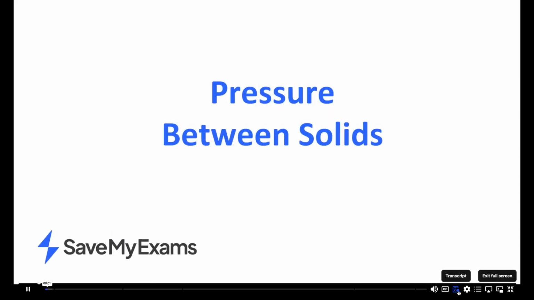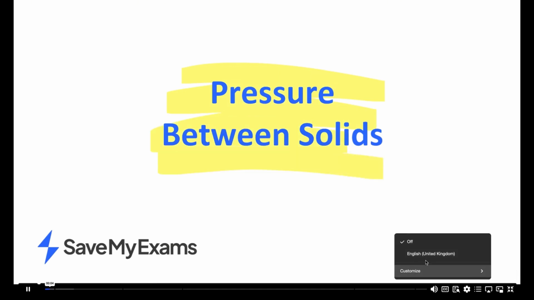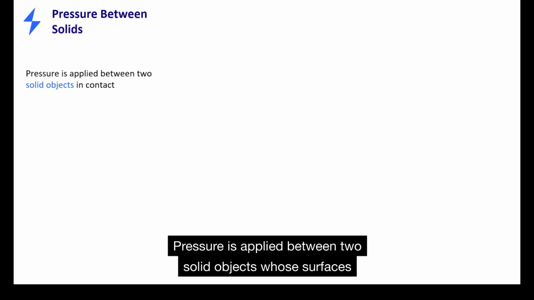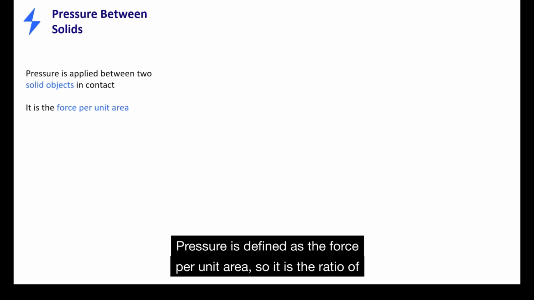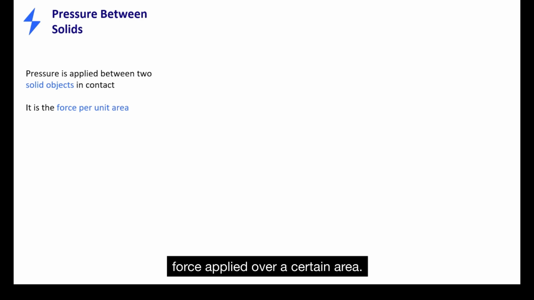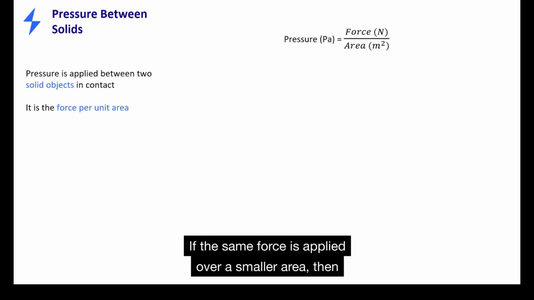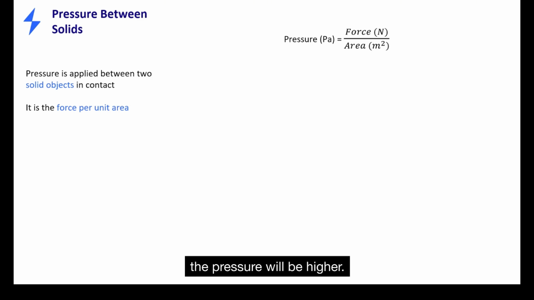This video is about pressure that occurs between solids in contact with each other. Pressure is applied between two solid objects whose surfaces are in contact with each other. Pressure is defined as the force per unit area, though it is the ratio of force applied over a certain area. It is calculated using the equation pressure in pascals is equal to force in newtons divided by area in meters squared. If the same force is applied over a smaller area, then the pressure will be higher.